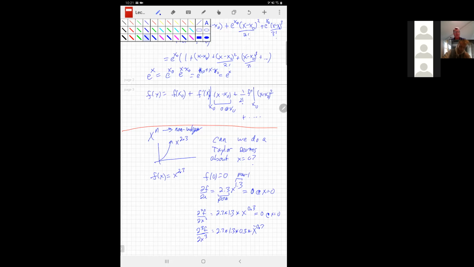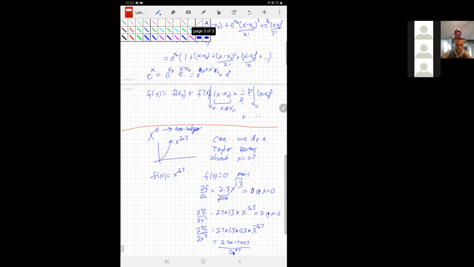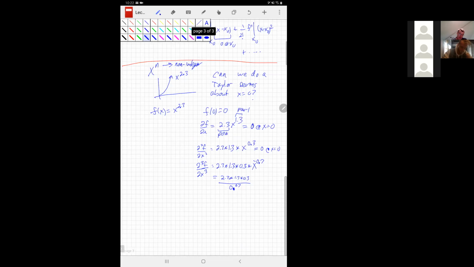And what happens now when we plug in x equals 0? What's 0 to the minus 0.7? That's undefined, because this is equal to 2.3 times 1.3 times 0.3 over 0 to the 0.7. Okay, so we've got 1 over 0. Well, not 1, but we've got a finite number over 0, which is a problem. So we can't do the Taylor series of that.